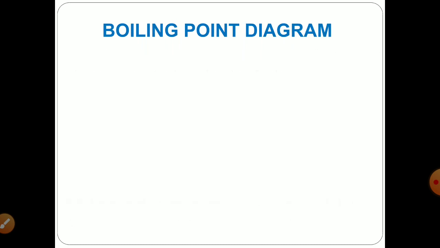When the relationship between these two, that is your mole fraction and vapor pressure, is under consideration with the application of temperature, then the vapor pressure and boiling point are related to each other. To relate them, the diagram which represents the relationship between vapor pressure, boiling point and mole fraction is called the boiling point diagram.